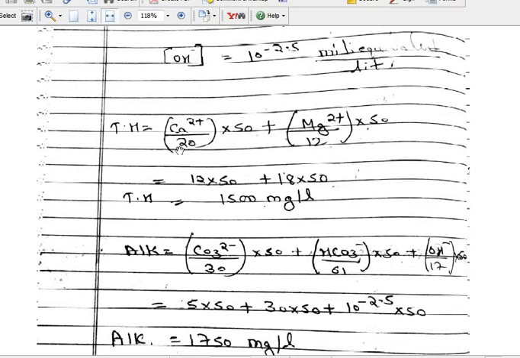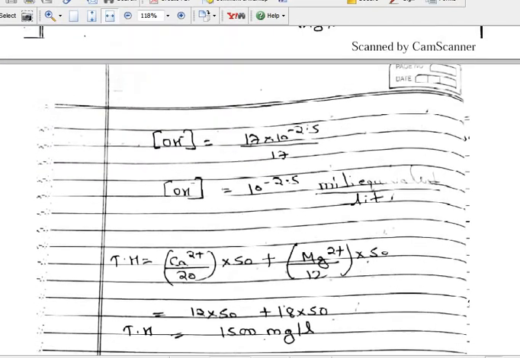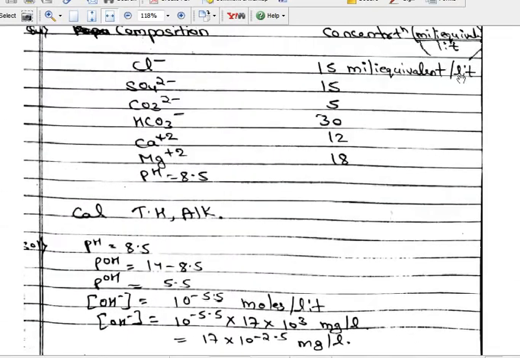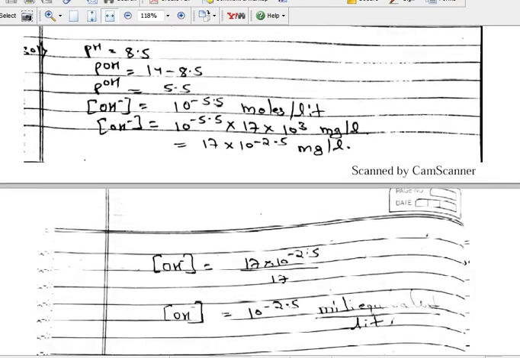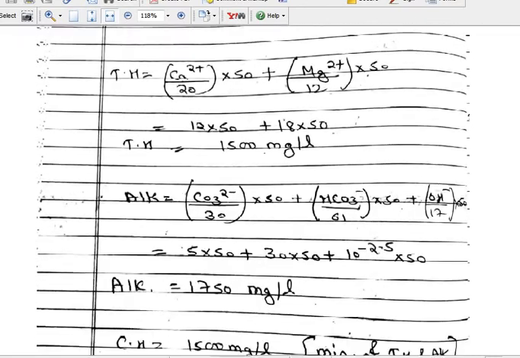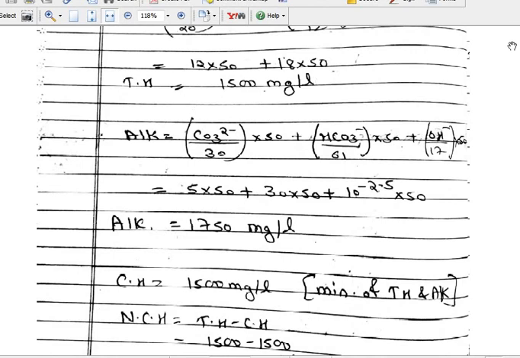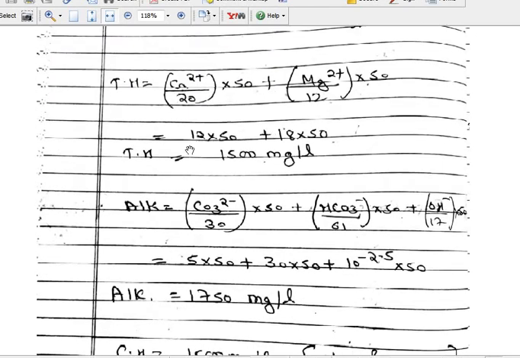So here the calcium ion in milliequivalent, you will see it is given 12. Let's see here. Calcium ion in milliequivalent is 12, and magnesium ion in milliequivalent is 18. So that is why here it is 12 into 50 plus 18 into 50. So total hardness becomes 1500 mg per liter as CaCO3.